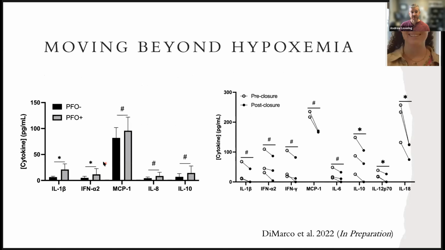So we're trying to start moving beyond hypoxemia in my lab. My grad student, Caitlin DeMarco, shown here, is working on a series of studies looking at circulating cytokines in people with and without PFO. Here you can see higher levels of circulating cytokines in people with PFO, in the gray bars. And excitingly enough for us, in those individuals undergoing PFO closure, we see significant reductions in circulating cytokines following PFO closure, which we think is moving these studies beyond just association and more along the lines of causation.